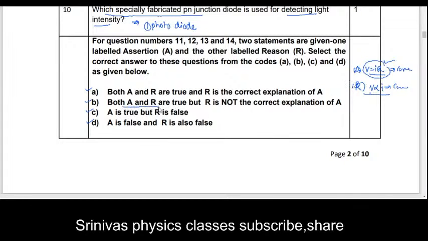Both A and R are true. R is the correct explanation of A. That means option A is the correct one. Like this, we have to select assertion and reason.